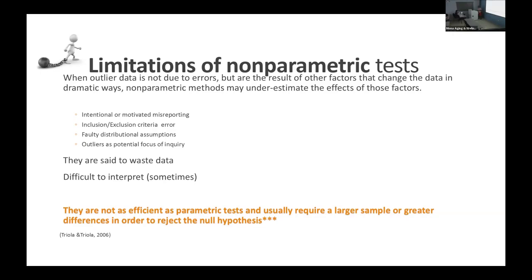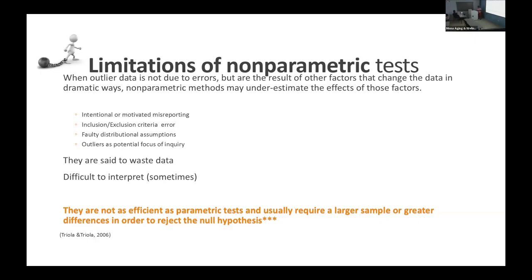Faulty distributional assumptions. For this one, let's say you want to look at something like library use. And you know how it is with library use. The library use goes up closer to exam time, and then after exam, the use falls. If you use a non-parametric test, you may not be able to see that pattern compared to a parametric test.